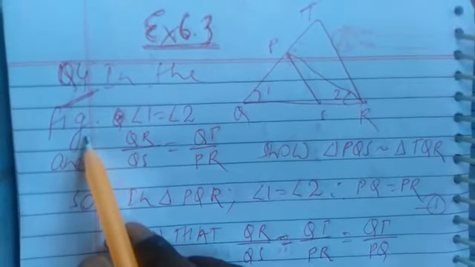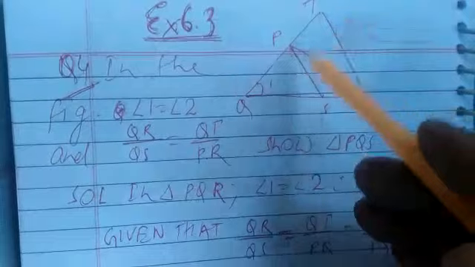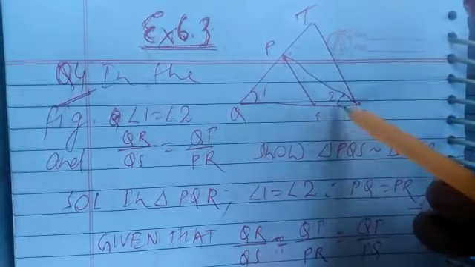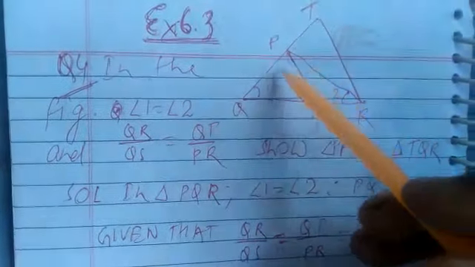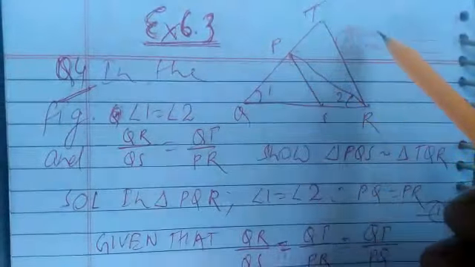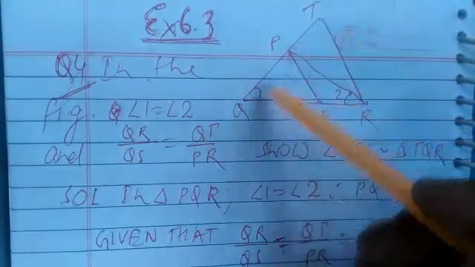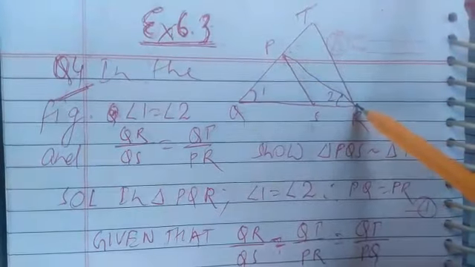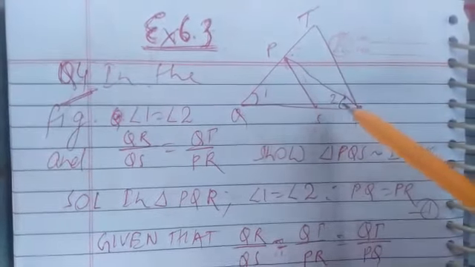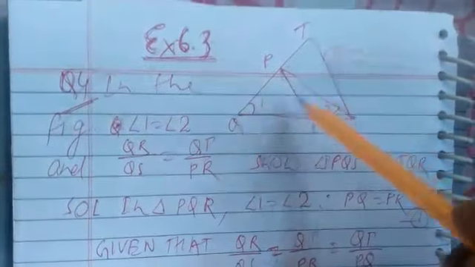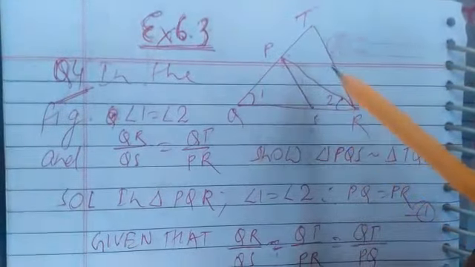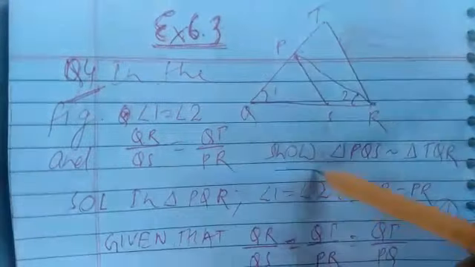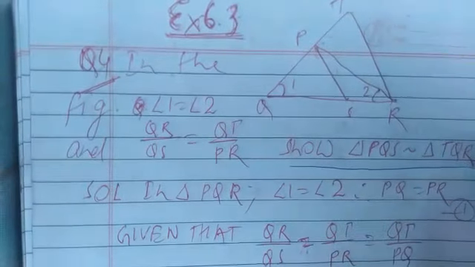In this question, it is given that angle 1 is equal to angle 2 in this triangle PQR, and a triangle TQR is given in which PR has been joined, and it is given in such a way that the ratio of QR and QS is equal to the ratio of QT and PR. We have to show that triangle PQS is similar to triangle TQR.